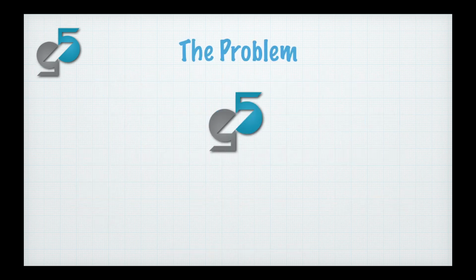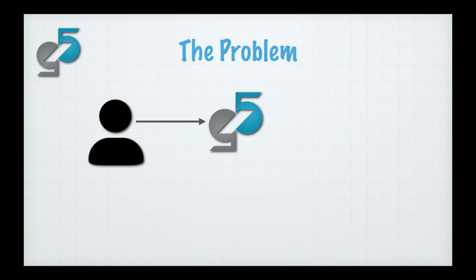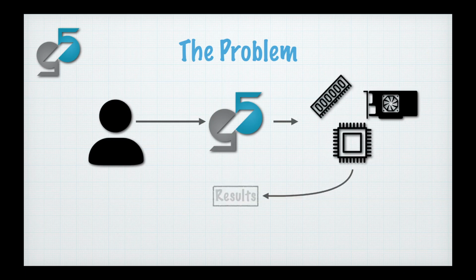To jump straight in, our work concerned itself with the Gem 5 computer architecture simulator. The problem is a user interacts with Gem 5 to produce an architectural simulation, and from this, results are obtained, and the user analyzes this data, and then makes decisions on that data, normally tweaking their design and seeing the results of those designs. So this goes around in an iterative manner, normally many times.